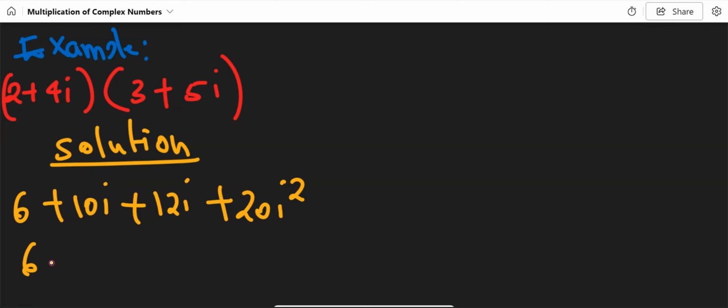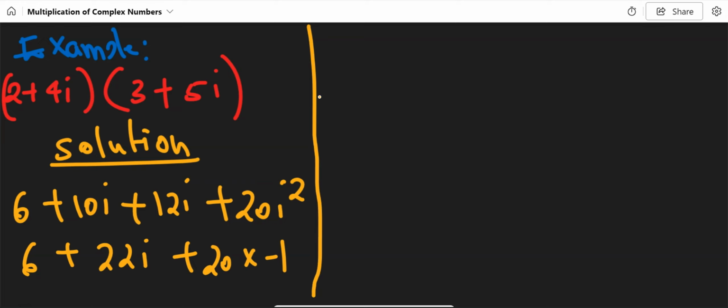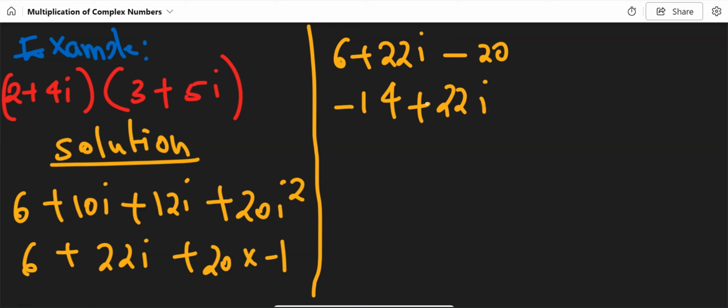This becomes 6 plus 10 plus 12, that is 22i. Then plus 20 times negative 1. This is simple. This is 6 plus 22i, then minus 20. So 6 minus 20, that is negative 14 plus 22i. This is the solution. This is how you have solved it. Multiplication is not hard, it's very easy.